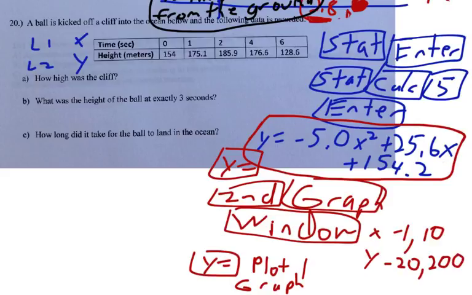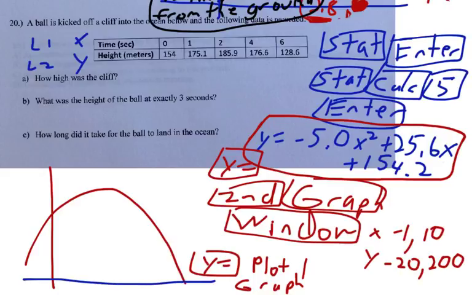I went ahead and pressed y equals and made sure my plot 1 was on, and then I hit graph, and I could see it clearly going through those points. That's just a way to check that I've done everything correctly. And then to see how high was the cliff, I'm going to draw just a generic picture of what I saw on my calculator. Looks something like this. So how high was the cliff is going to be right here.